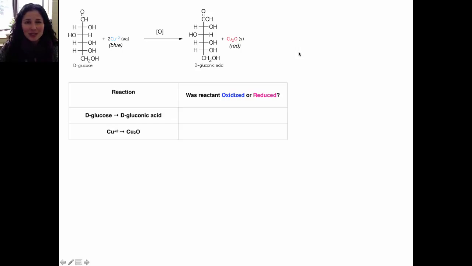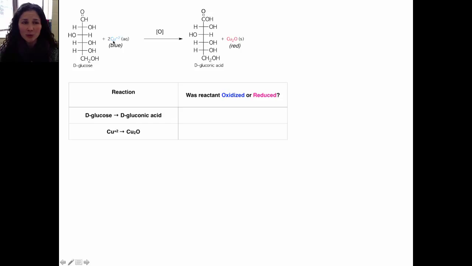I'd like you to notice that there are carbon compounds in this reaction, from D-glucose to D-gluconic acid. These two are organic molecules. And so when I am trying to determine whether D-glucose has been oxidized or reduced, I will follow the bonds between carbon and oxygen and carbon and hydrogen. There's also an ionic compound in this reaction. And so this is actually a mixed reaction. It has both organic and inorganic components.